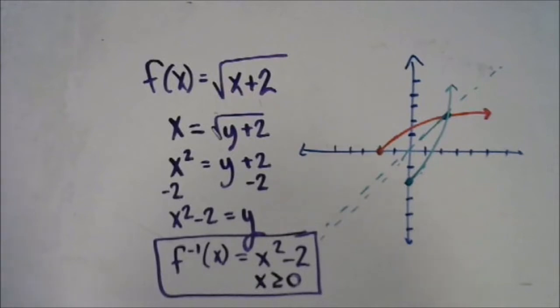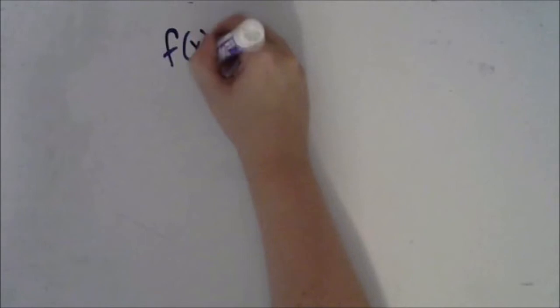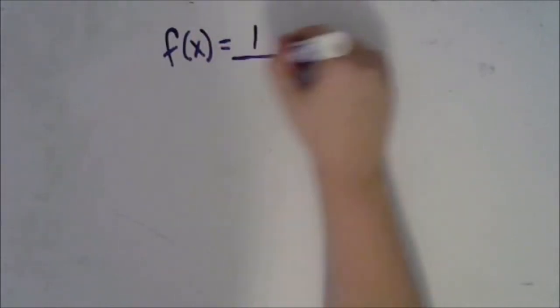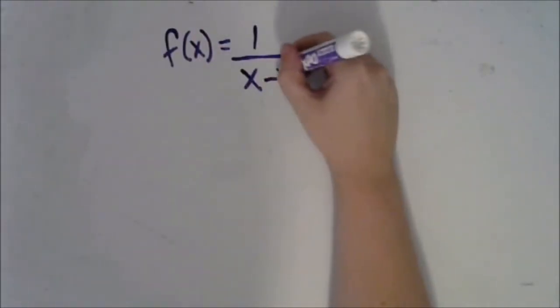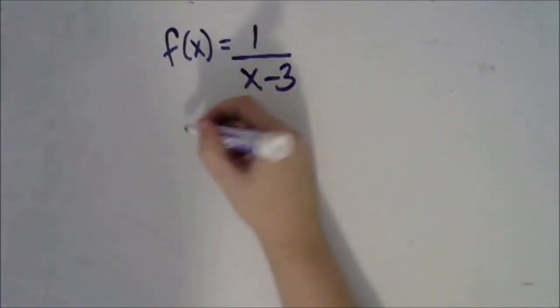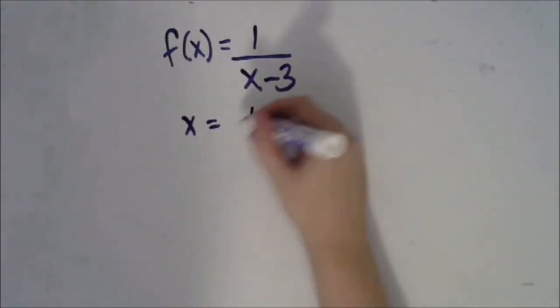Example 9 is another type of function that we haven't spent a lot of time practicing with, and that's the reciprocal function. We'll have an entire unit dedicated to reciprocal functions, but we should still have enough algebraic skills to find an inverse of equations that look like example 9. Example 9 is f of x equals 1 over x minus 3. Step 1, switch x and y.